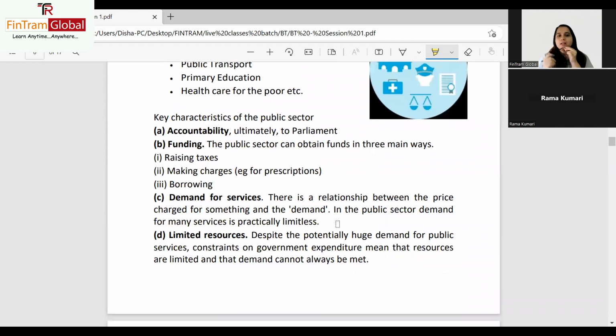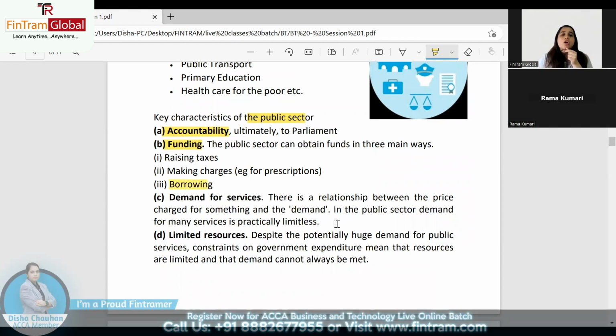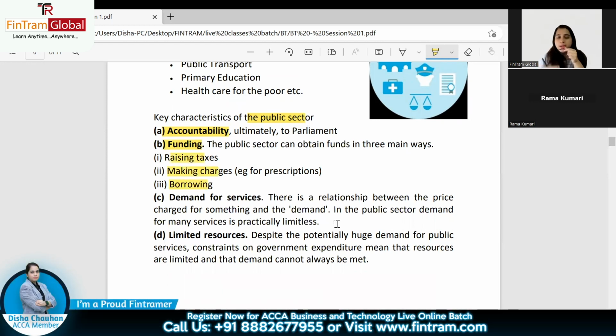Now, what are the key characteristics of a public sector? First one is accountability, which is of course ultimately to parliament. Then there is funding. How does the public sector get money? From the taxes that the citizens pay, the money is allocated to the sectors, or by making charges or by borrowing. These are some ways that you could fund yourself as a public sector organization.